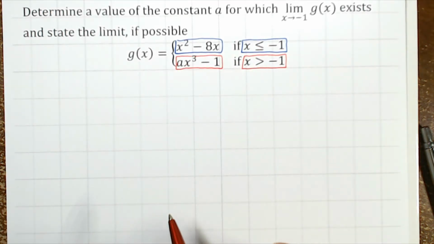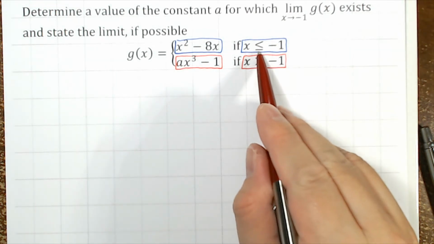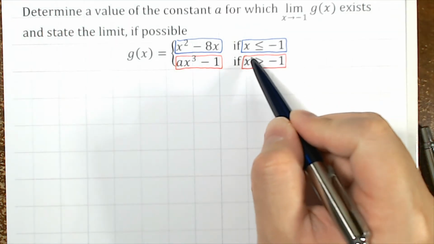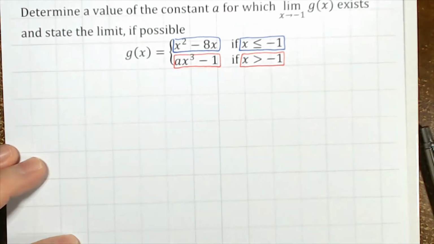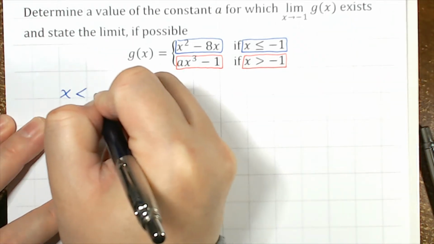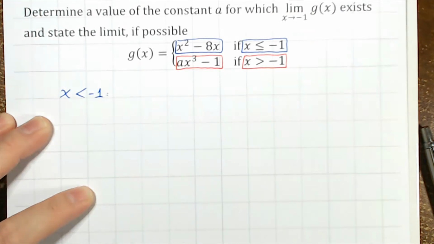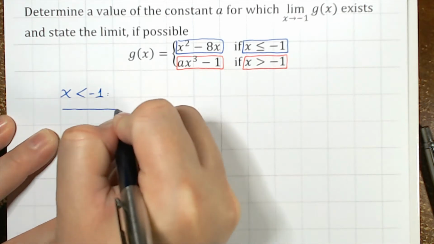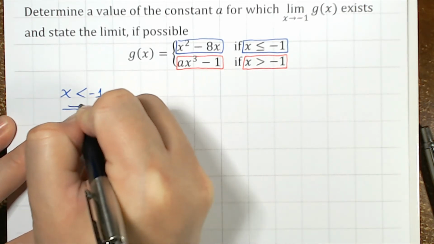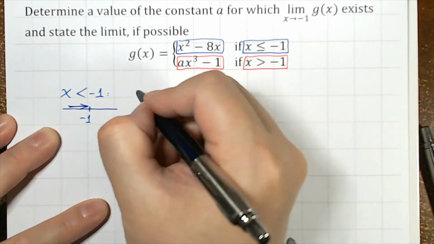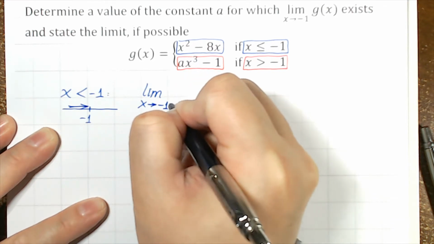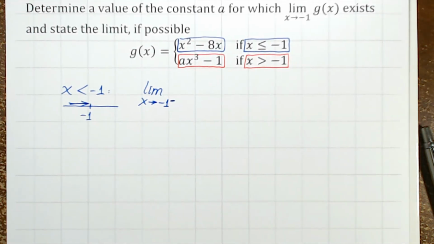Now in this piecewise function, when we find the limit, the equal sign does not really matter. What we have is just where it's less than -1 and where it is greater than -1. First, when x is less than -1, we're going to find the limit when x approaches -1, which means it goes from the left hand side. So we'll find the limit when x goes to -1 from the left side of -1, which is x less than -1.